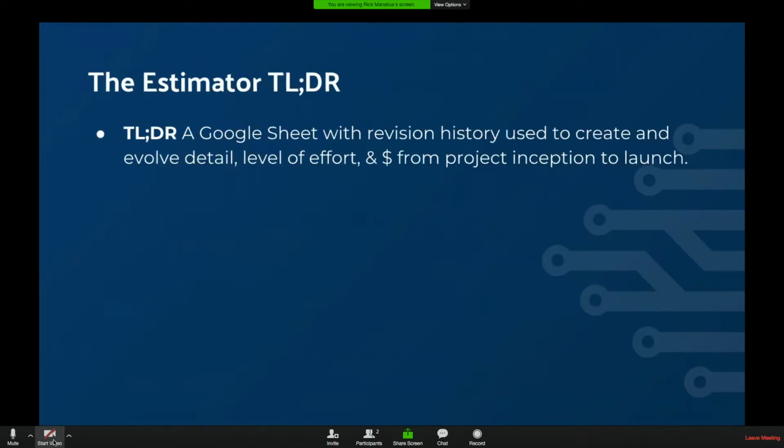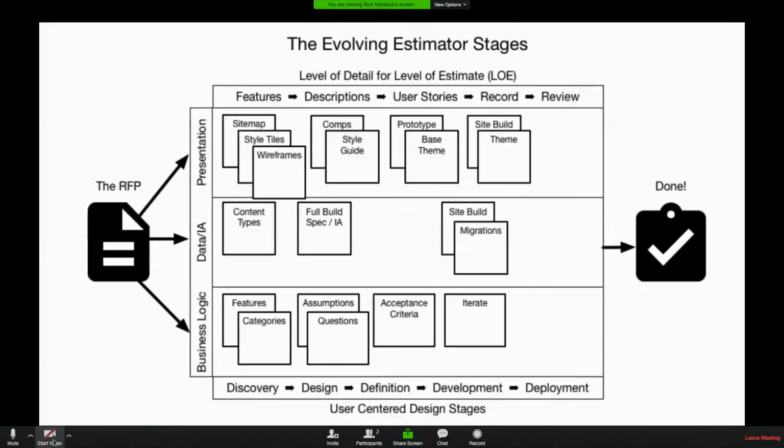And for me, what this all boiled down to, the crux of the solution, was: how do I have a Google spreadsheet with a revision history that I can create in 30 minutes when an RFP hits my plate, but use that one sheet through the entire project from inception to launch? And that sounds maybe crazy, but it's doable.